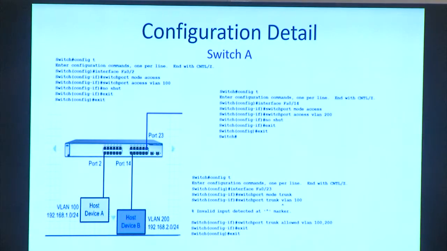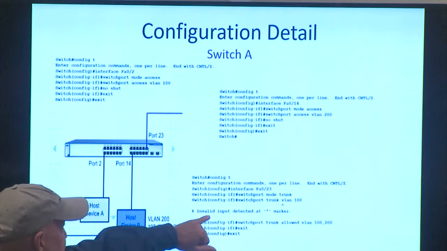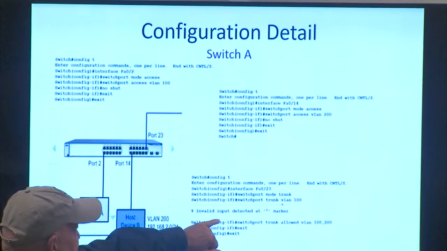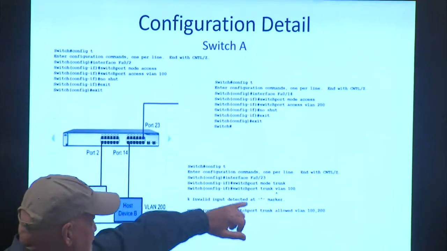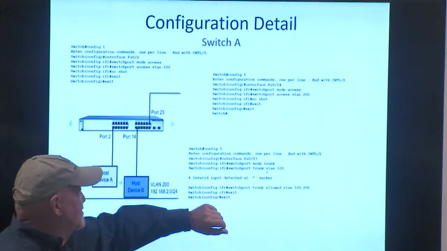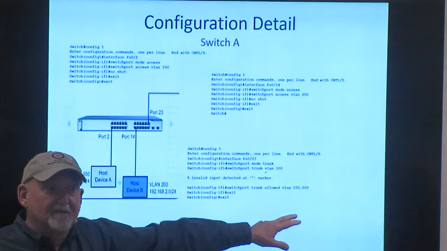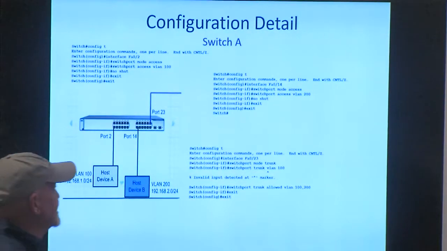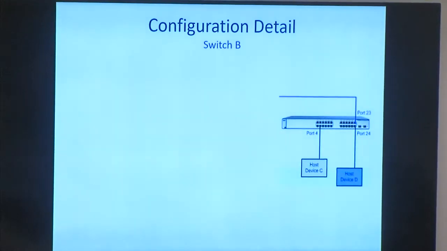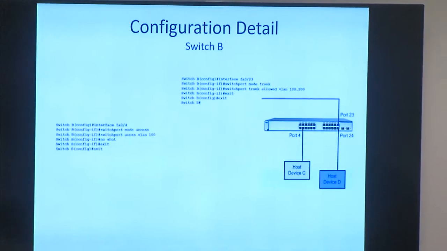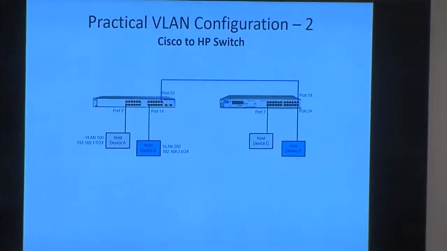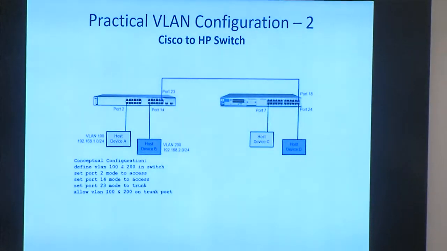This is an example of how, within Cisco, they do have some error checking. If you type something wrong, it will tell you, not necessarily what you typed wrong, it'll just say you typed something wrong in that command. Okay. Same thing, a little bit different, but for the other switch. And now we've built the VLANs.